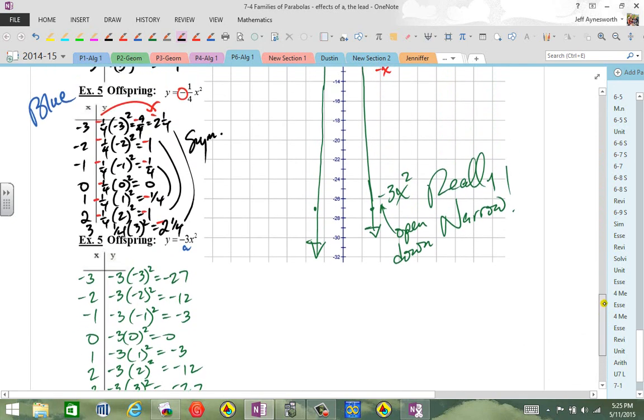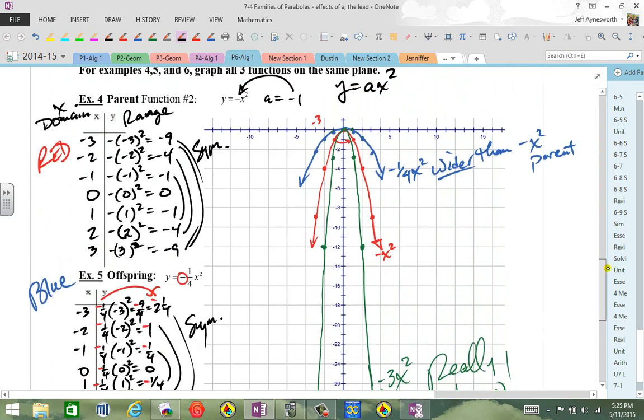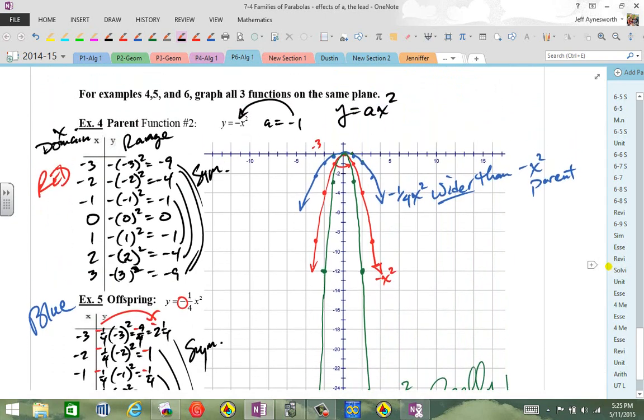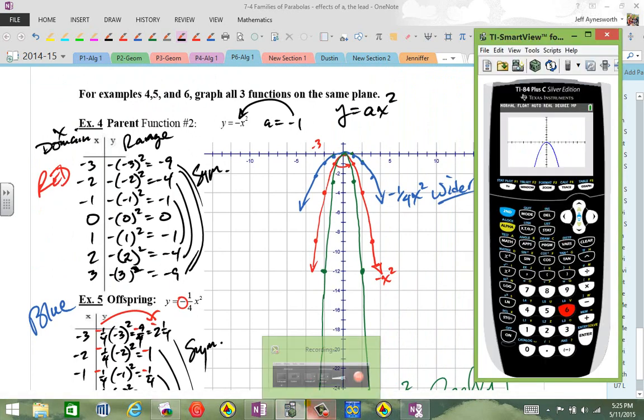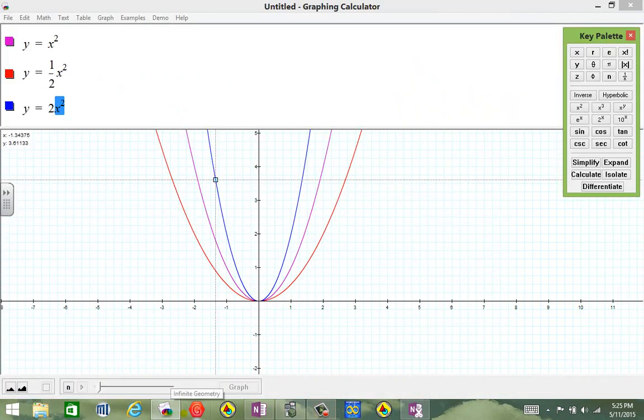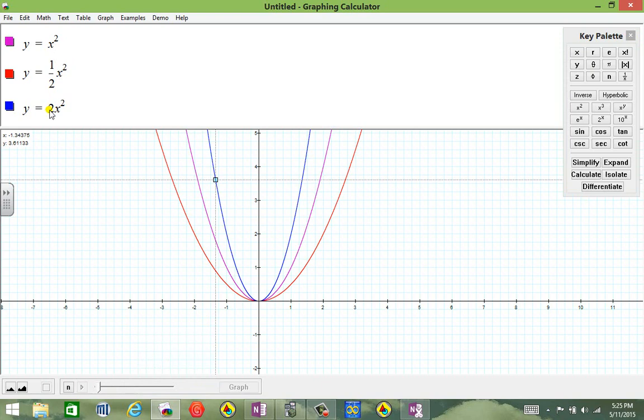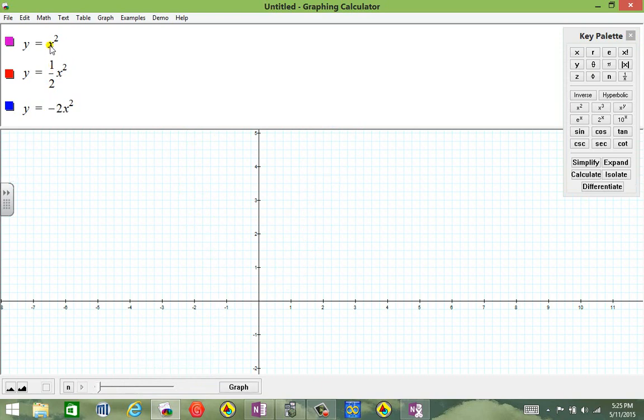Now remember, this is a video, and you could check things out again if you want. If you want to rewind it, you could use your technology. You can use your TI-83 or 84. You can use this graphing program. Watch this. If I change the a value and make it negative, boom. Make the parent function negative.